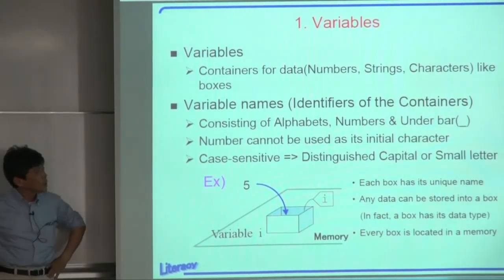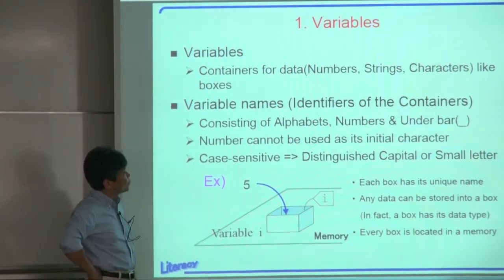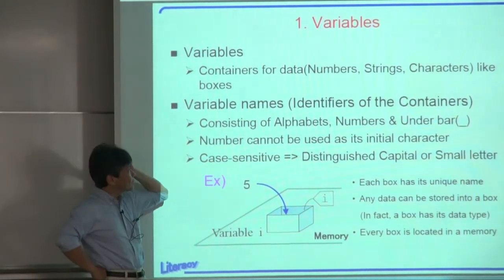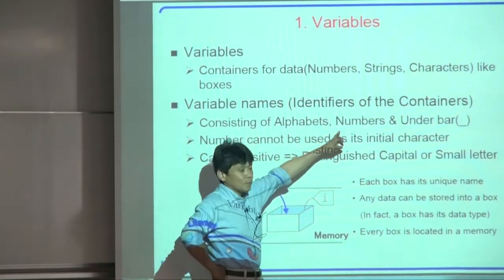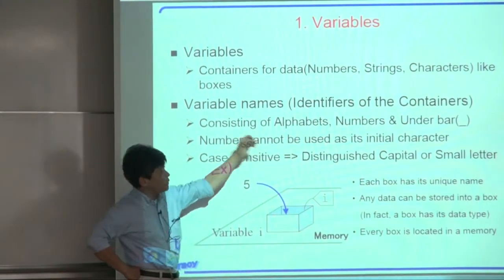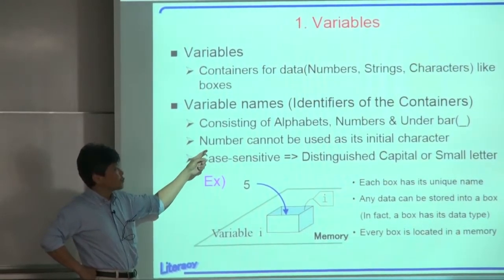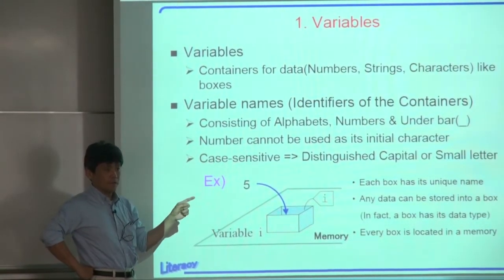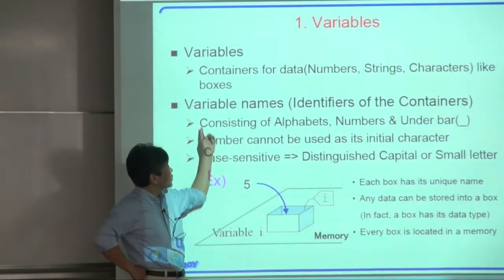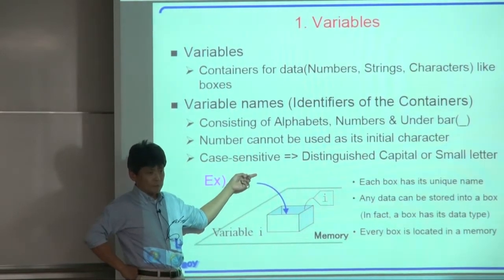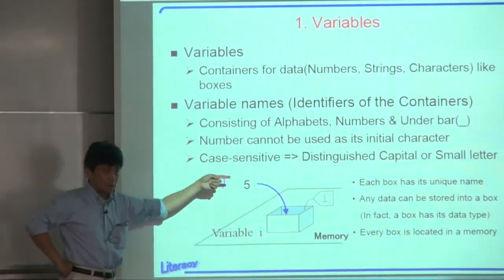When you assign names to variables, you have to keep these rules. Variable names consist of alphabets, numbers, and underscore. A number cannot be used as the initial letter of a variable name. And variable names are case sensitive, distinguishing capital from small letters.